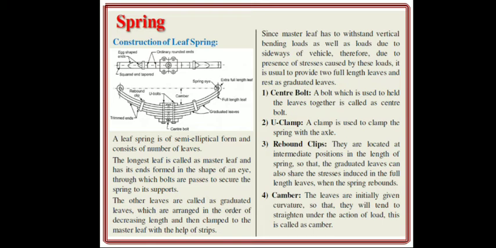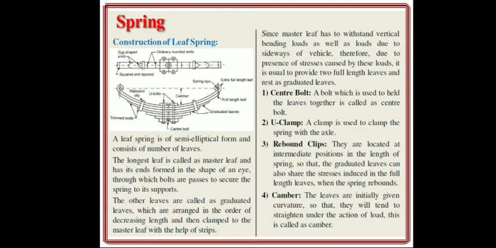The U clamp you can also see in the diagram. It is used to clamp the spring with the axle. Then the third one, rebound clips. They are located at an intermediate position in the length of the spring so that the graduated leaves can also share the stresses induced in the full length leaves when the spring rebounds.